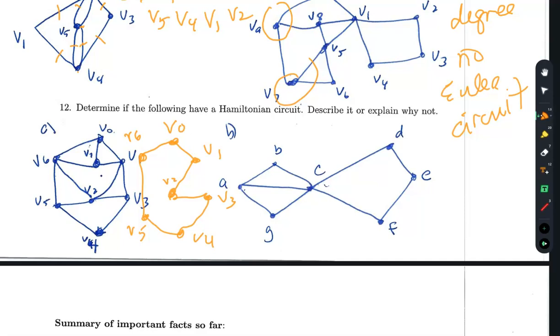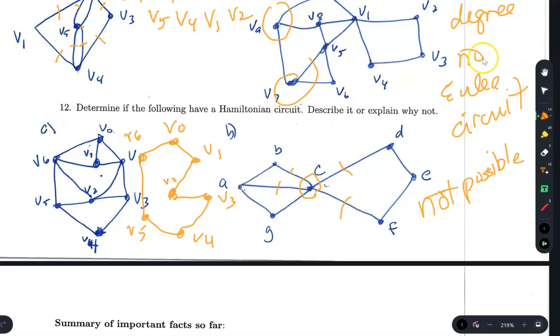This one here, if I start taking off edges so that this degree is 2, that's not going to make it connected. So taking those edges off or those edges off, this is not possible. So again, if you can't make every vertex of degree 2 by eliminating edges, it's not possible to make a Hamilton circuit.